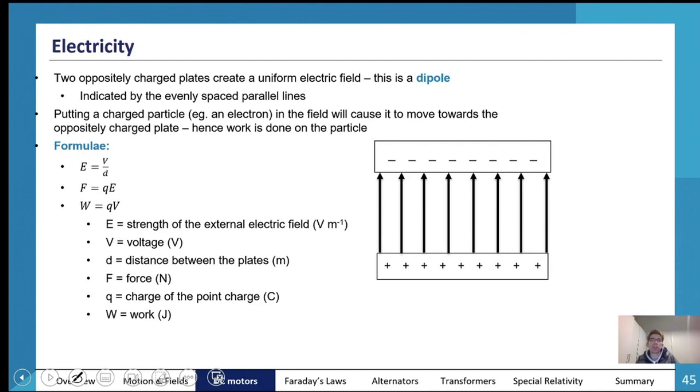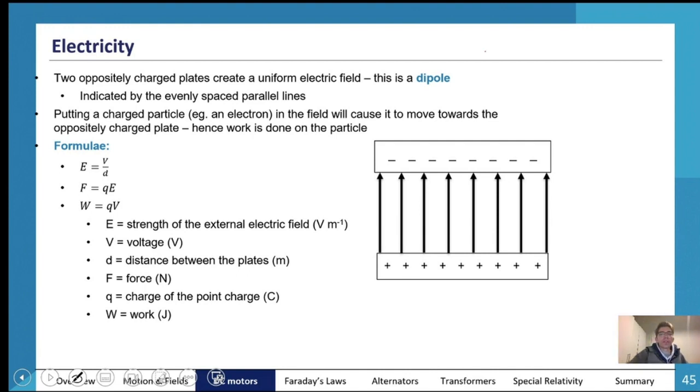Now, two oppositely charged plates create an electric field. And this is known as a dipole, indicated by the evenly spaced parallel lines. Putting a charged particle in the field will cause it to move towards the oppositely charged plate. Hence, work will be done on the particle.